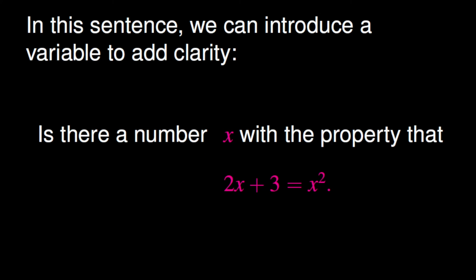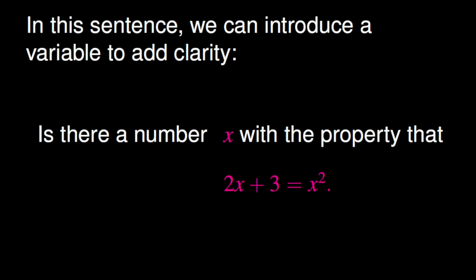In this sentence, we can introduce a variable to replace the potentially ambiguous word, it. The advantage of using a variable is that it allows you to give a temporary name to what you are seeking so that you can perform concrete computations with it to help discover its possible values. So here we introduce the variable x to add more clarity to the sentence. Now the question becomes: is there a number x with the property that 2x plus 3 equals x squared?